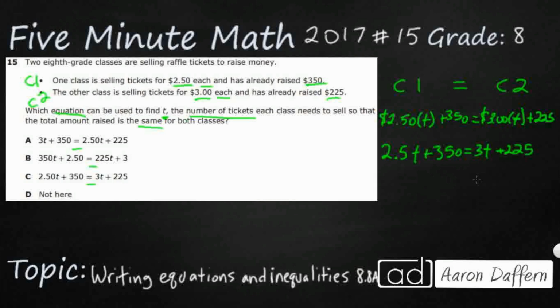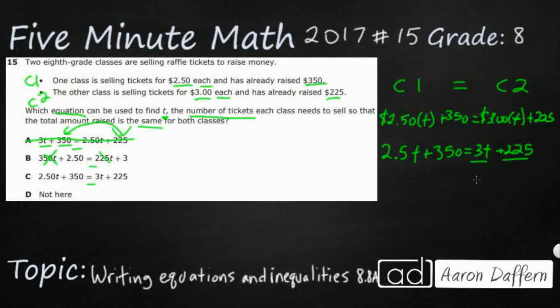All right, so let's just evaluate this first one. 3t. Okay, so I've got that here. It's on the wrong side, but that's fine. But it plus 225 plus 350. So they switched these two constants. So that is incorrect. The 3t needs to be with the 225. The 2.50t needs to be with the 350. All right. So 350t. Holy cow. That's a big fat no.